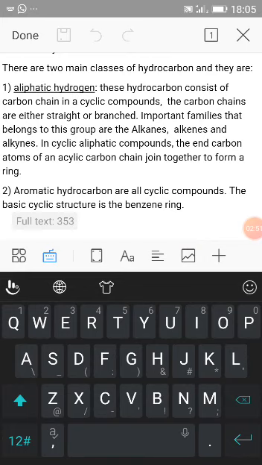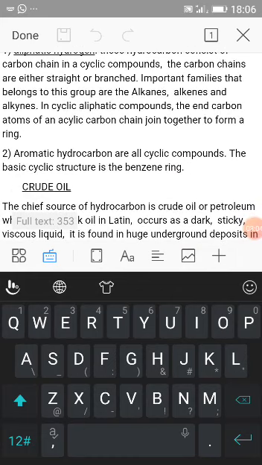In your senior classes, you will talk more about organic compounds. But here we are just briefing it, just to introduce something to you so that you will learn and know of it. Important families that belong to the group are the alkane, the alkene, and the alkyne.